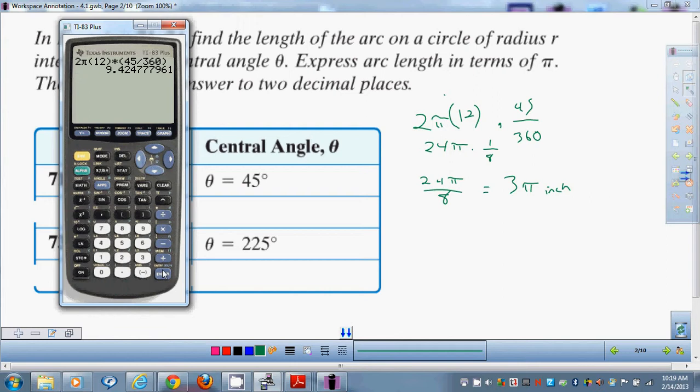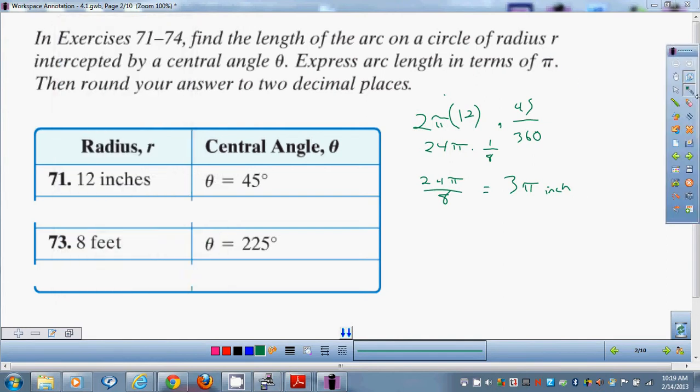So somebody tell me how to set up number 73. 2 pi. Okay, Lazarus is going to do it. 2 pi times 8. Muy bien. There you go.